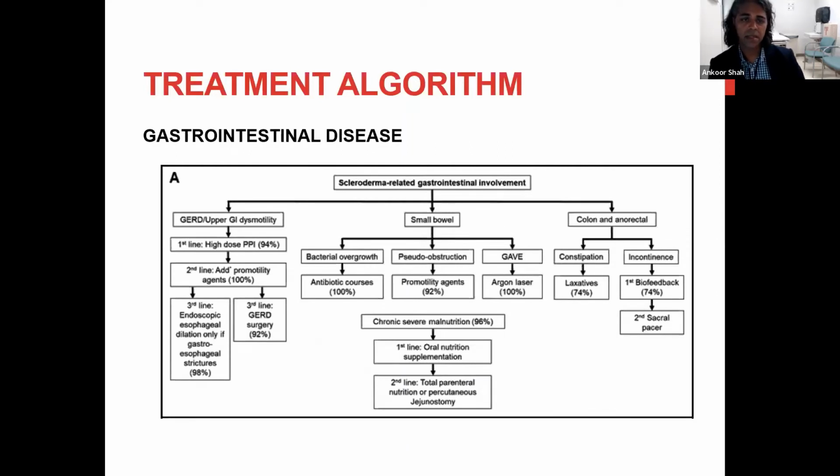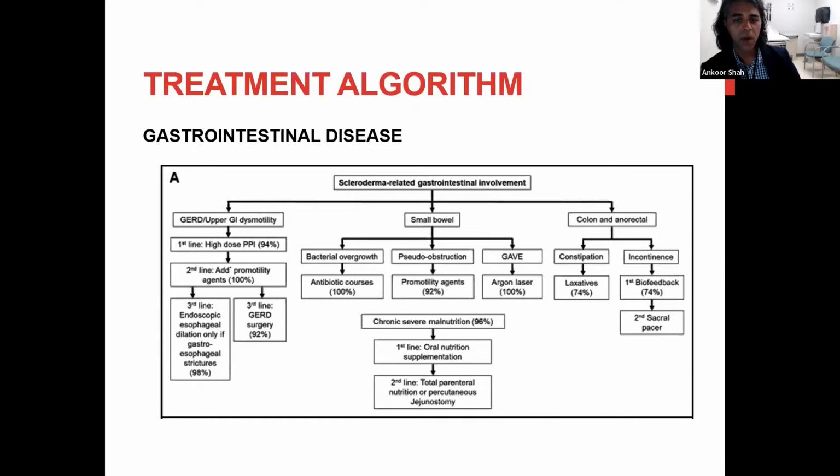For gastrointestinal disease, again, it really depends on what part of the GI tract is involved. There's high agreement with using a PPI as first line, and then with dysmotility or worsening symptoms, adding a promotility agent. If there's small bowel involvement and findings of bacterial overgrowth, using an antibiotic is a very easy answer. Those that have GAVE, we use argon laser treatments with the assistance of our gastrointestinal colleagues. For constipation, laxatives; for incontinence, there unfortunately is not a lot of great options. I do use fiber as a bulking agent, but biofeedback can be helpful for some patients.